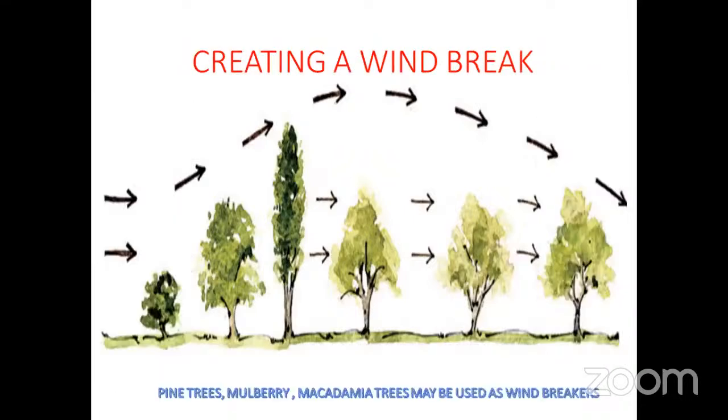So create a windbreak. And there are some suggested trees you can use there, pine trees. Mulberry is very good because it grows very fast. Some macadamia trees can also be used, so you're able to get some fruit from there as well.